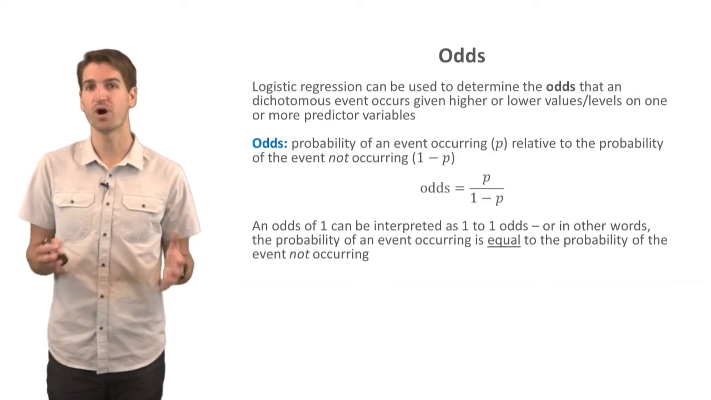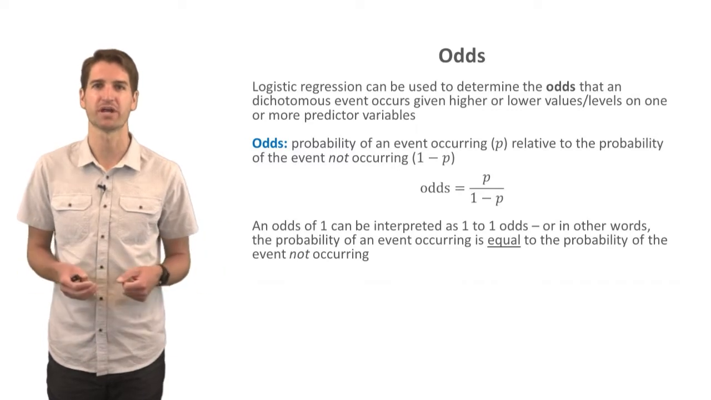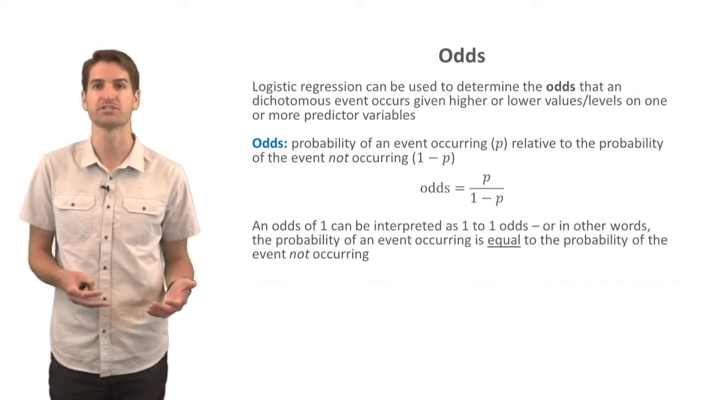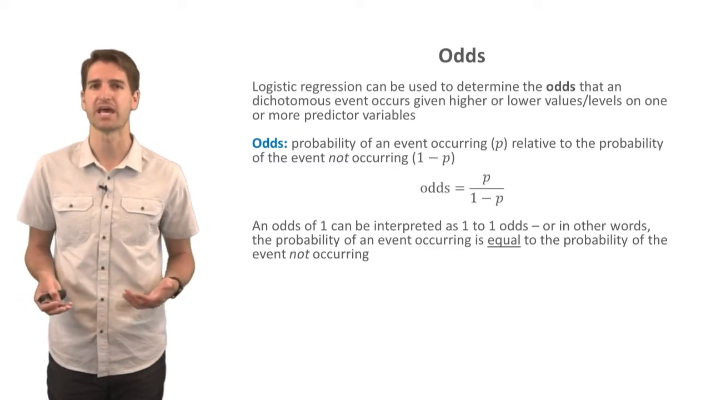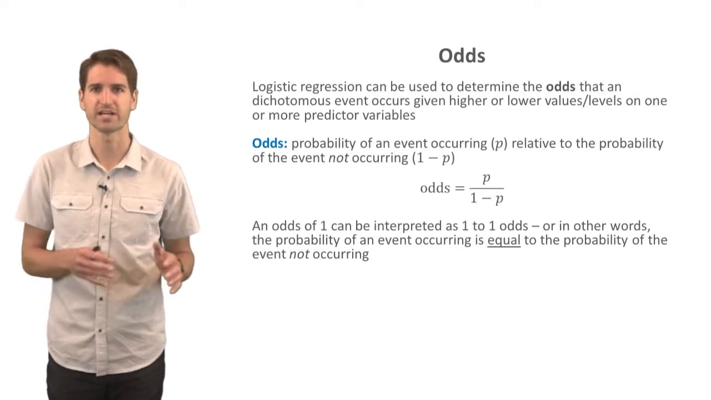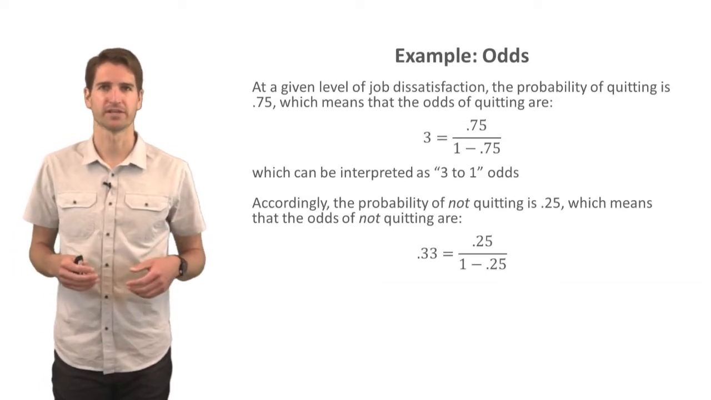An odds of 1 in this context can be interpreted as 1-to-1 odds, which is just another way of saying that the probability of the event occurring is equal to the probability of the event not occurring. Or in other words, we commonly say there's a 50-50 chance. That's when the odds is equal to 1. So let's start with an example of how we actually calculate the odds.